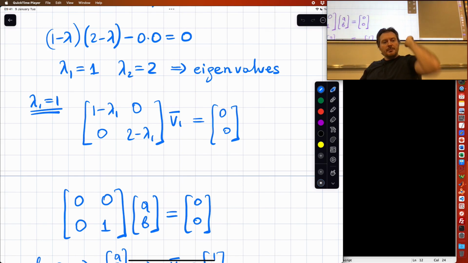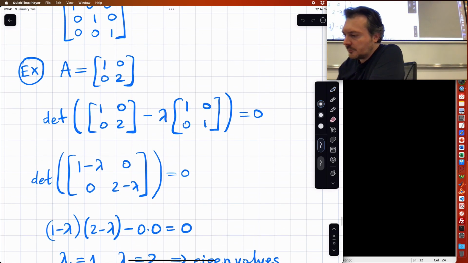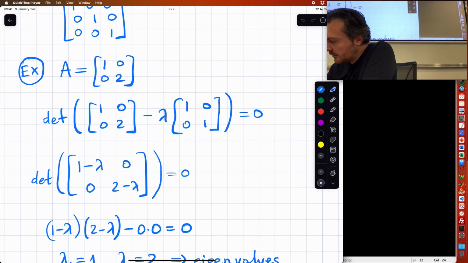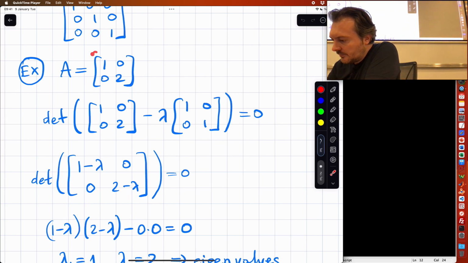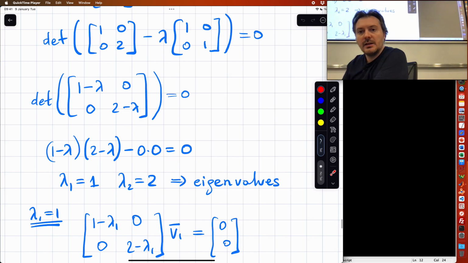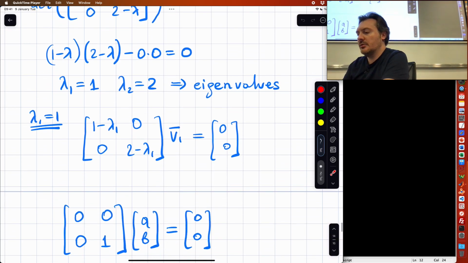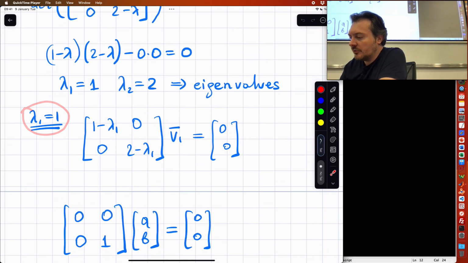So if you remember, we had a matrix, right? This was our matrix. And we were trying to find its eigenvalues and eigenvectors, right? We already found its eigenvalues. They were 1 and 2. And for the first eigenvalue, which is 1, I've shown you how to find the eigenvector, right?